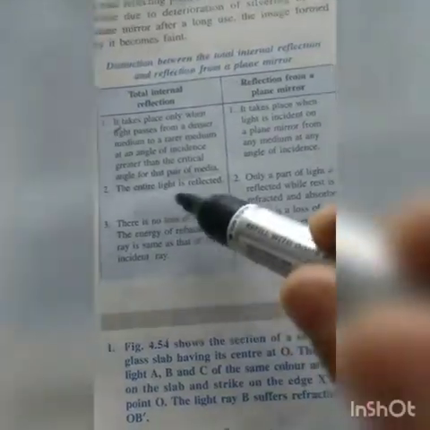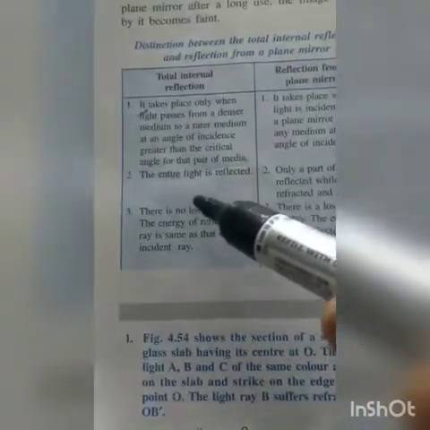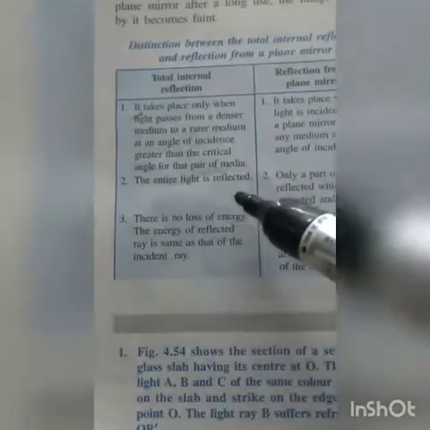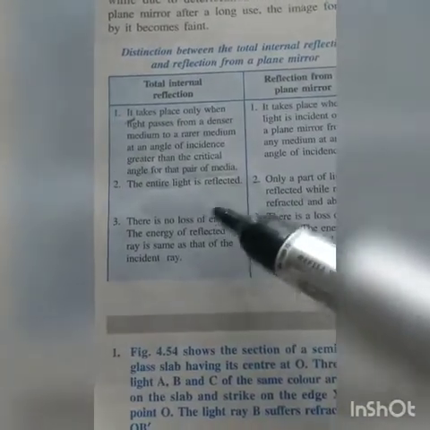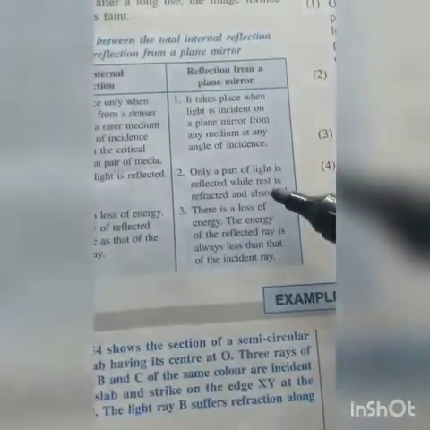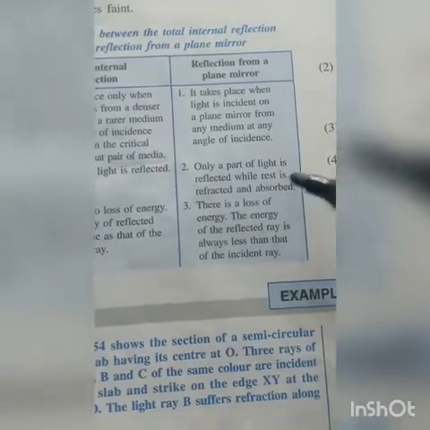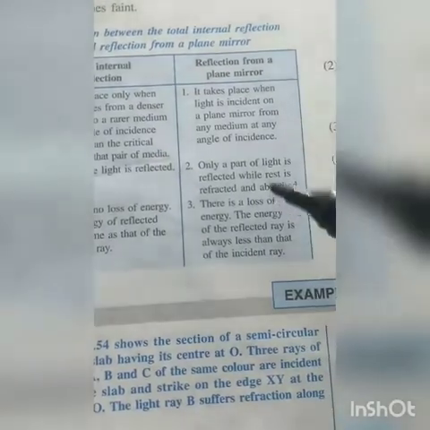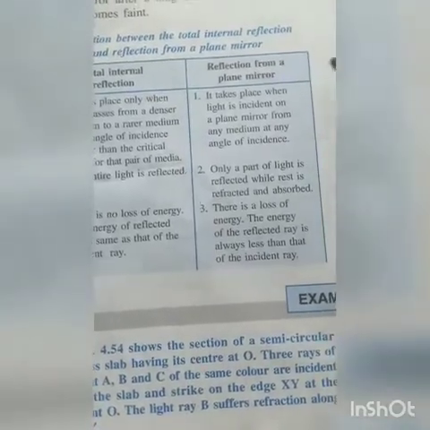Now the second point is that in total internal reflection, the entire light is reflected, with no loss of light. And in reflection from a plane mirror, only a part of the light is reflected while the rest is refracted and absorbed. All these processes go on during reflection from a plane mirror.